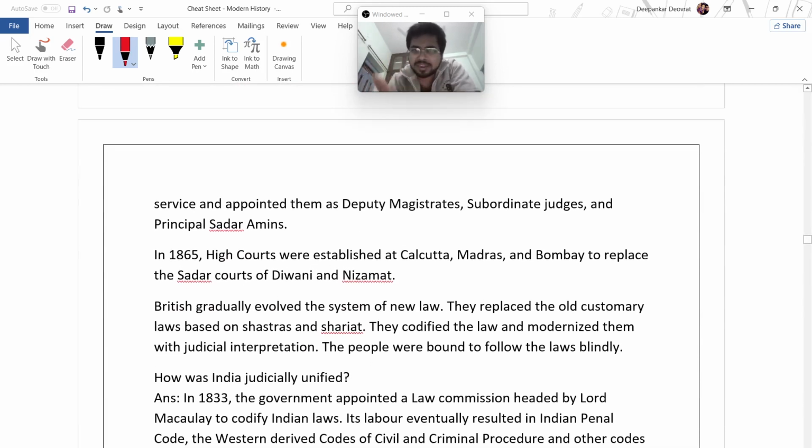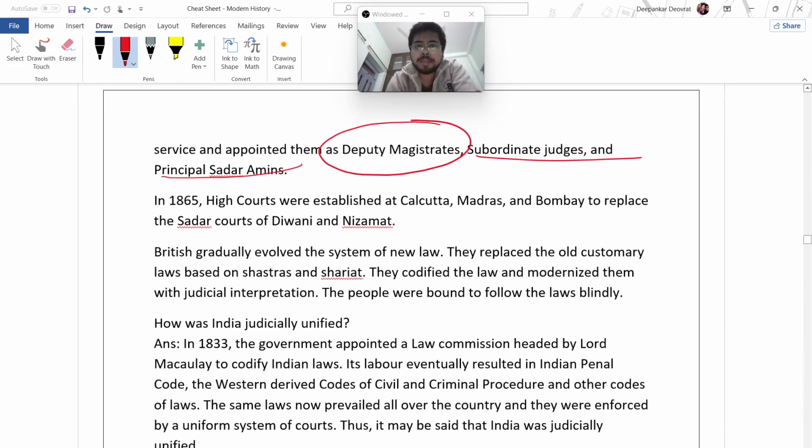Bentinck raised the power of Indians in the judicial service and appointed them. He appointed Indians as deputy magistrates, subordinate judges, and principal amins. In 1865, high courts were established at Calcutta, Madras, and Bombay. So we know there were three presidencies at that time. After that, centralization came, where Calcutta became the center. They removed those higher posts at Madras and Bombay and made Calcutta the administrative capital. Remember, in 1865 high courts were established at Calcutta, Madras, and Bombay to replace the Sadar courts of Diwani and Nizamat.